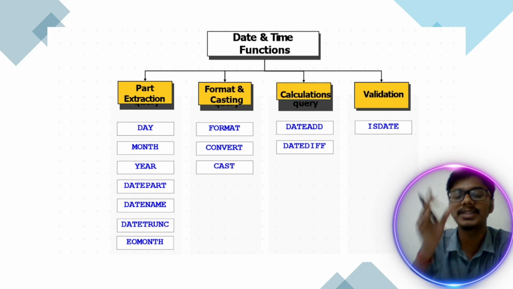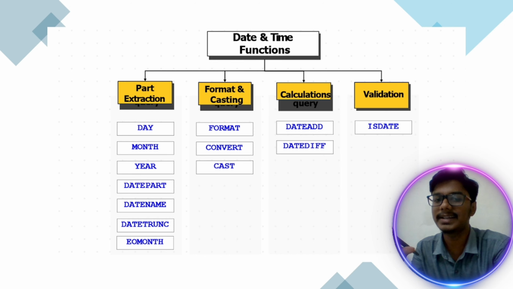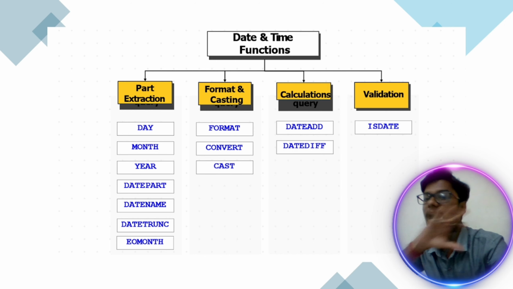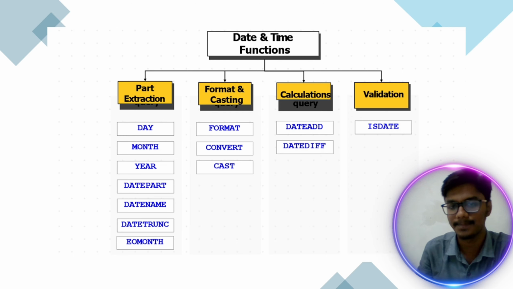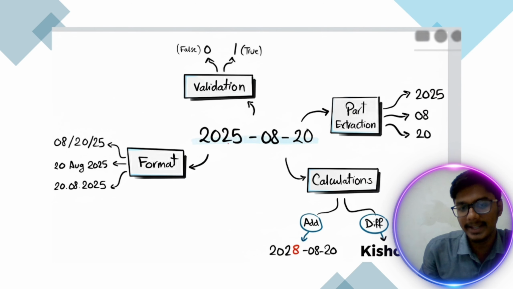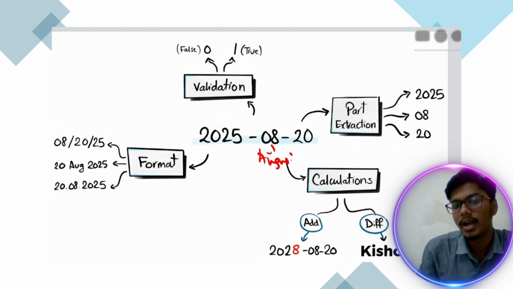What is meant by part extraction? What is meant by format and casting? What is meant by calculation query? And what is meant by validation? Let me explain this. Consider this example date: 8th August 2025. I'm going to write August and 20.